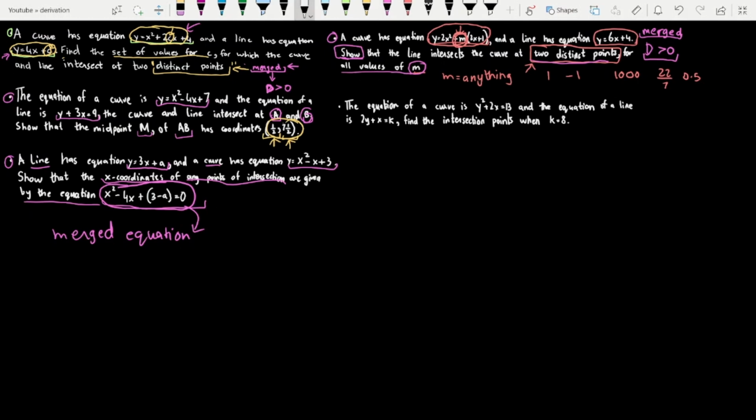Let's find out. So we got the equation for the line, which is 3x plus a, and then we got the equation for the curve, which is x squared minus x plus 3.